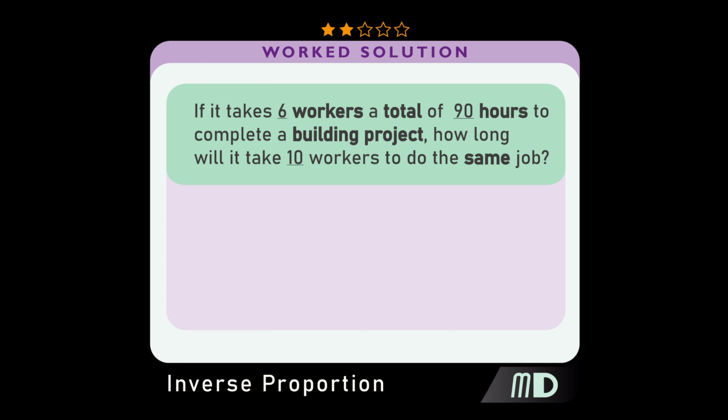The question tells us that it takes 6 workers 90 hours to complete a building project. If W represents the number of workers and T represents the time taken in hours, then W is equal to 6 and T is equal to 90.